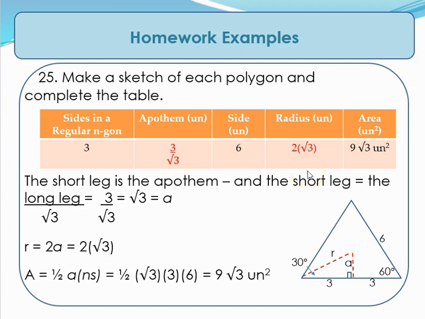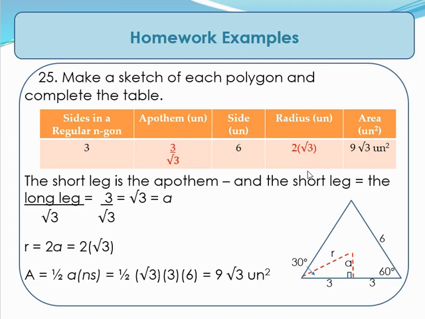The side length is 6, which means this apothem that I drew divides this side into 2 pieces of 3. Now I have lengths for a triangle here that's a 30, 60, 90 triangle. And the long leg length is 3. And we're going to be solving for the apothem, and we're going to solve for this radius.